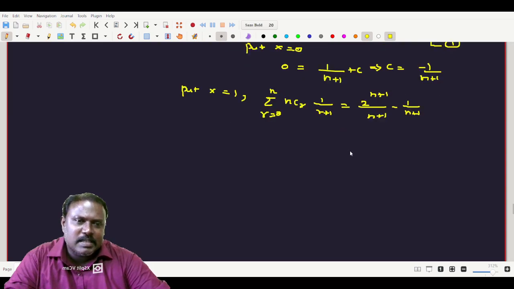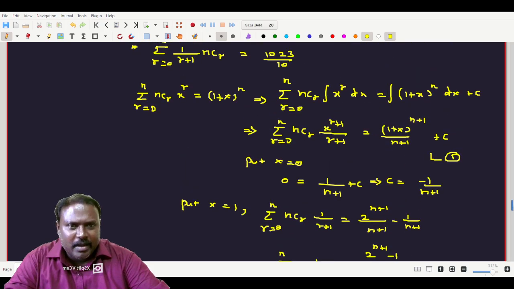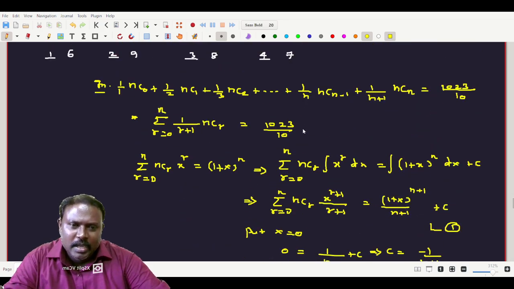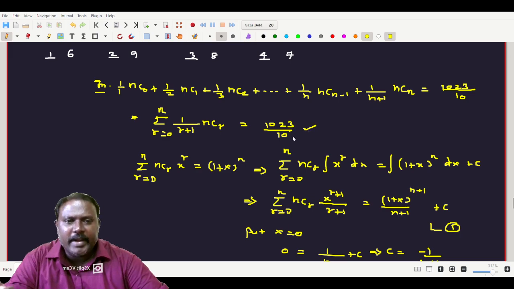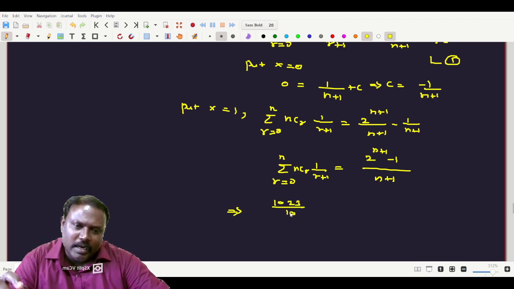Now let us simplify this. This is equal to, here the LCM is n plus 1, so 2 power n plus 1 minus 1. So summation r equals 0 to n nCr 1 divided by r plus 1 is this quantity, but they have given this sum as how much? 1023 divided by 10. They have given this sum as 1023 divided by 10. This is equal to 2 power n plus 1 minus 1 divided by n plus 1.